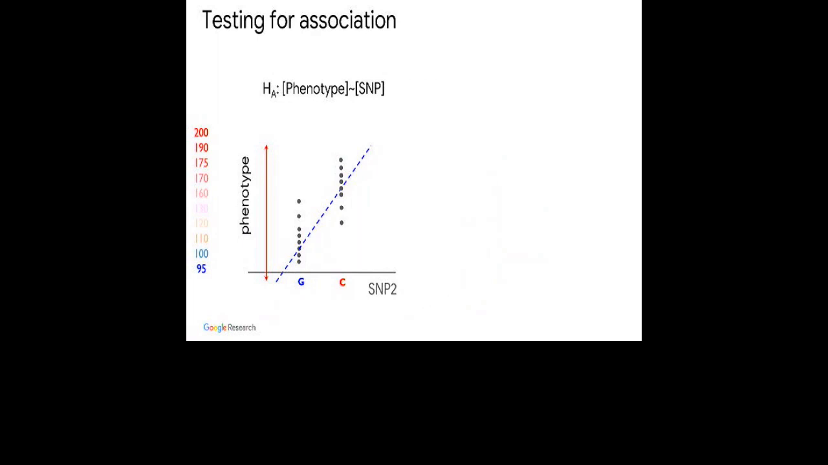And if the slope of the line is significant, you will say that there's an association between this SNP and the phenotype of interest. And the strength of this association is actually important. We call it effect size. It tells how strong this association is. And if you can perform this association test genome-wide, we call it a genome-wide association study, or in short, GWAS.